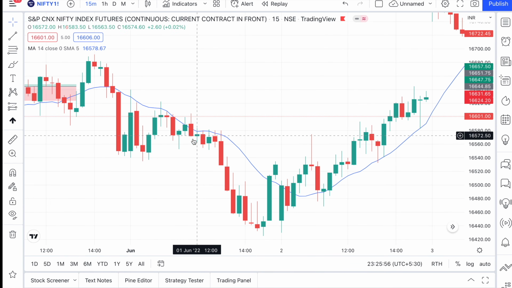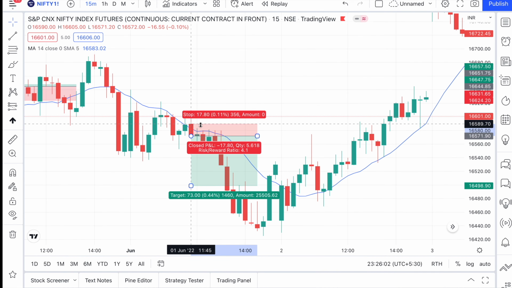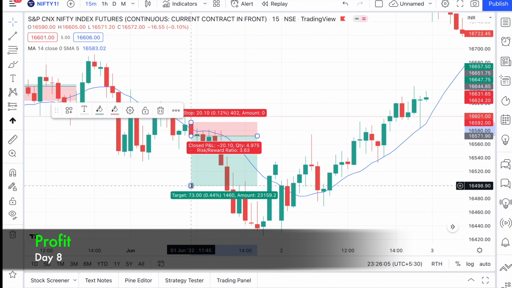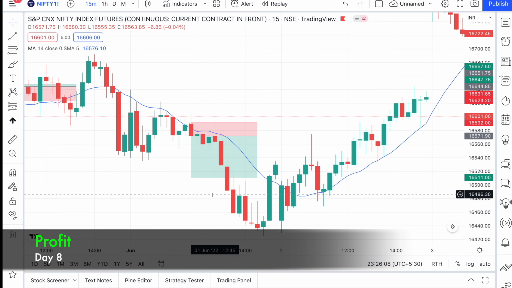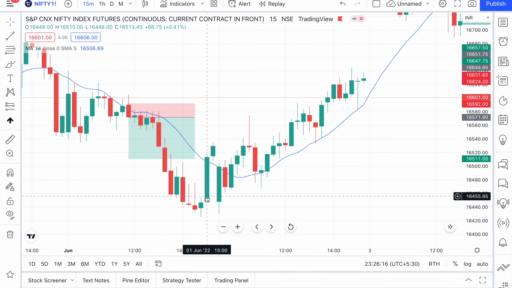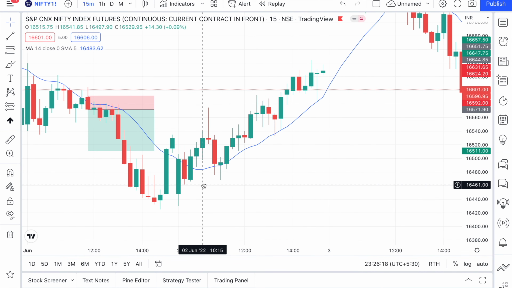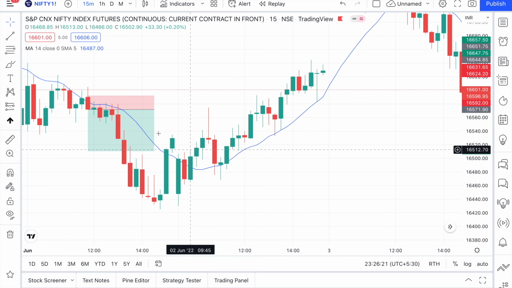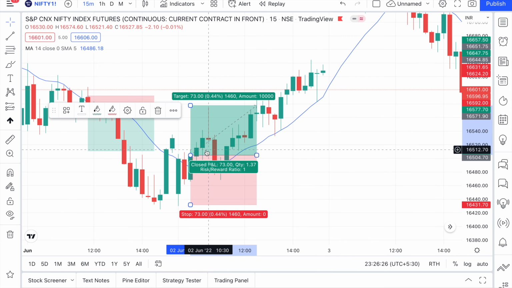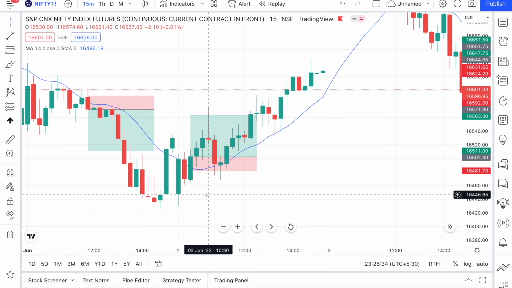We find a nice strong close here. We take the trade and book a profit. Alright, we are almost to the end of our backtesting, day 9. Here we find a nice strong close above the line. We take the trade and it gives us a nice quick profit.